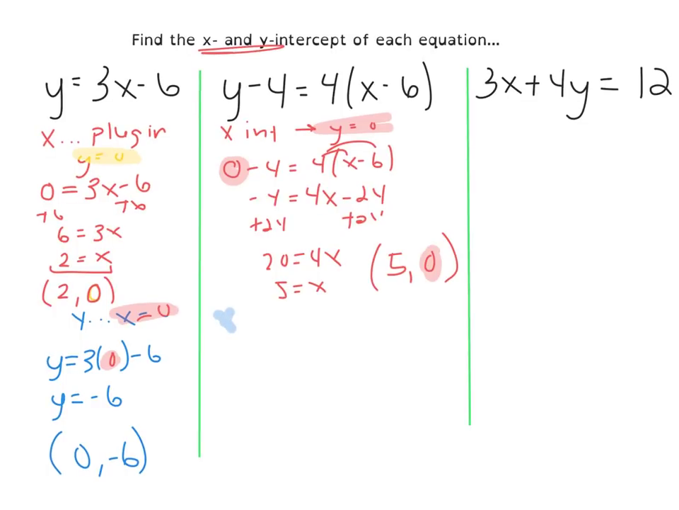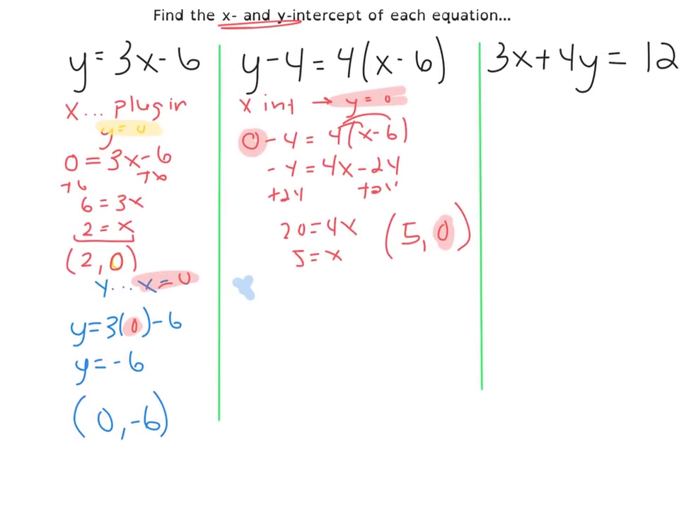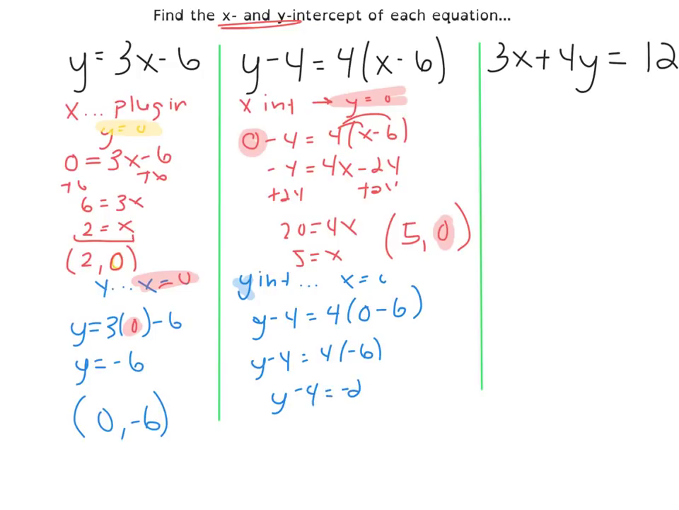Again, to find the y-intercept, I'm going to give myself some more room. We just let the x value equal 0. So we're finding the y-intercept. So x is equal to 0. So y minus 4 should equal 4 times 0 minus 6. So y minus 4 should equal 4 times negative 6. And then just adding 4 to both sides, we get y is equal to negative 20. So our y-intercept is 0, negative 20.